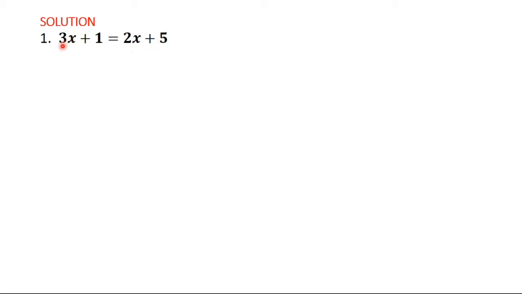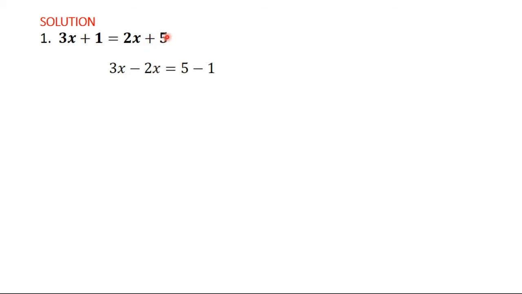Okay, 3x here, I'll keep it. So I'll first have 3x. Now 2x here is positive. There's no sign in front of it, which means that it's positive. Now if it's positive, when it crosses the equal to sign to this side, it becomes negative. So I'm going to have 3x minus 2x.